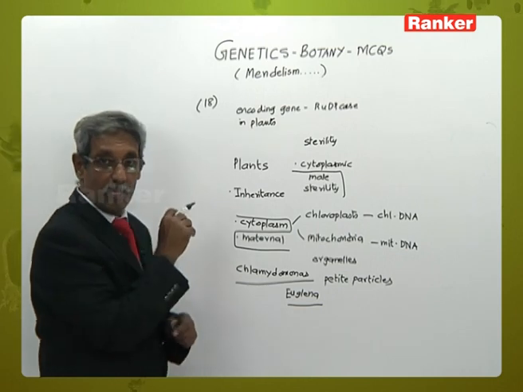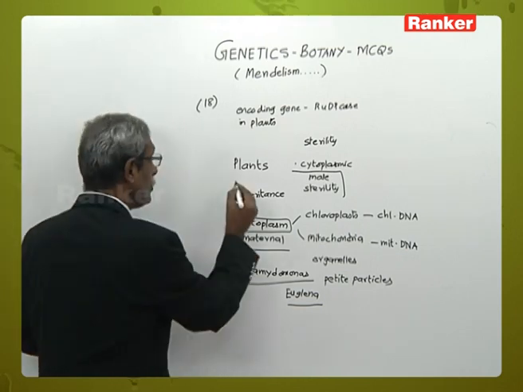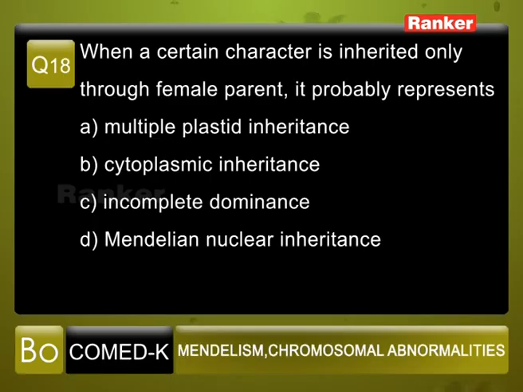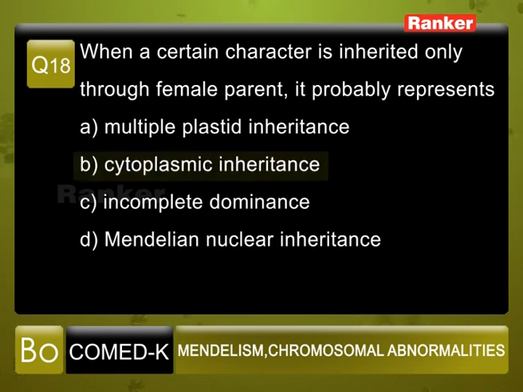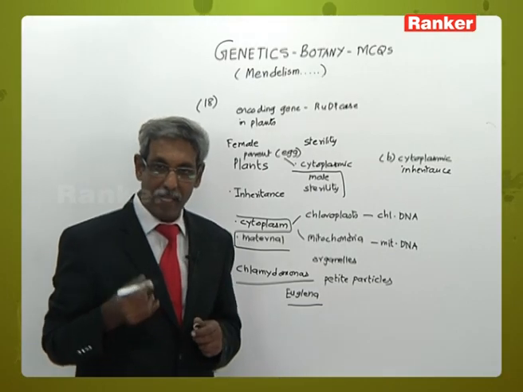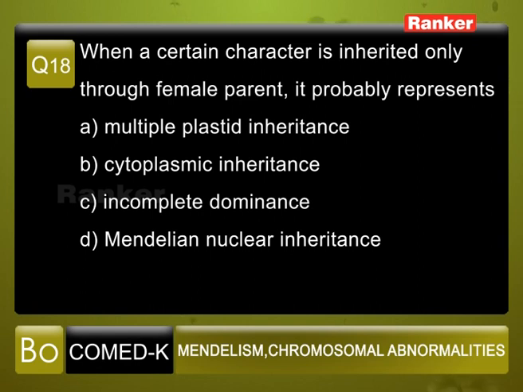Hence, for the 18th question, if it is inherited through the female parent, or through the egg or the cytoplasm of the egg, the correct answer is B, that is cytoplasmic inheritance. While the other choices: incomplete dominance indicates when two genes come from both the parents, Mendelian nuclear inheritance deals directly with dominance and recessive, and multiple allelic inheritance is a complex situation.